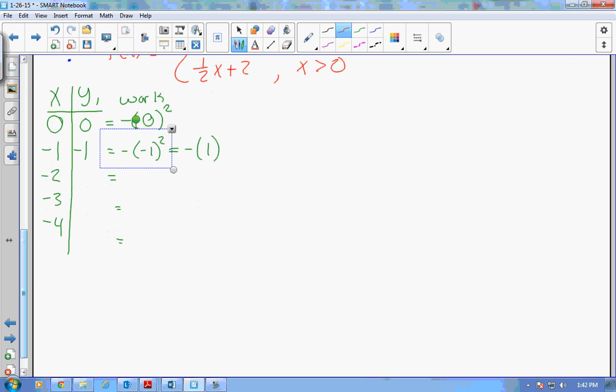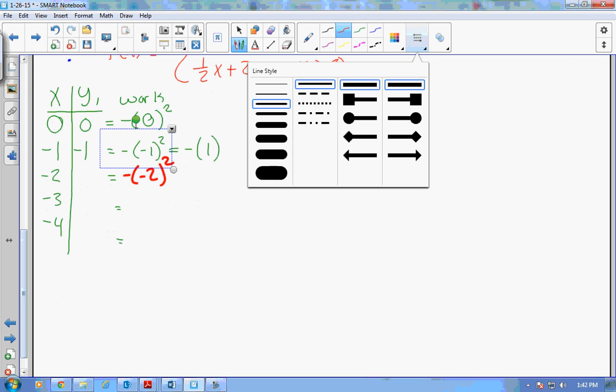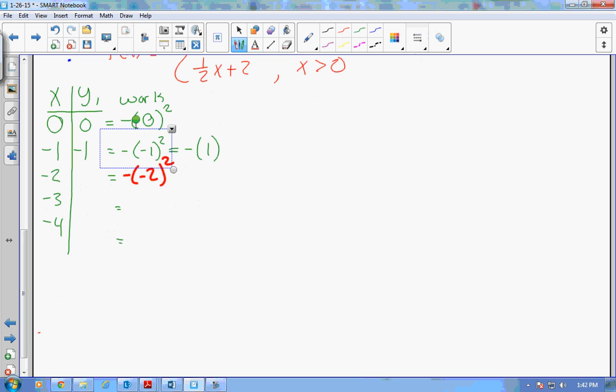Jennifer, what do we get when we plug in negative 2? Good, because you square first. Negative 2 squared is positive 4, but then there's this negative sign in front, so it makes a negative 4. Good. Gabe, what about negative 3? Uh-huh. And negative 4, Kyler? Good.